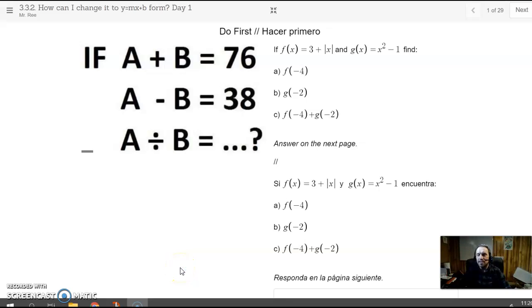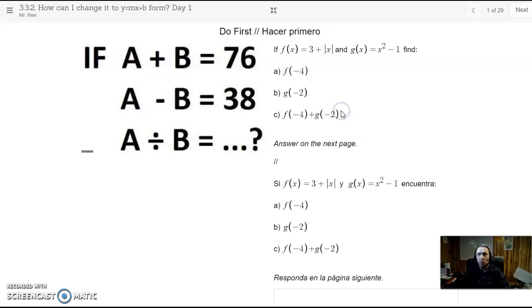Hey students, this is Wednesday, January 6th, 2021, and we're talking about solving equations for a specific variable to get ready to put it into y equals mx plus b form. So you have this do first, and you have the example here. The next slide gives you the answers for this right side, and this was part of your homework for Tuesday night. So we'll look at both of these and then walk through it.